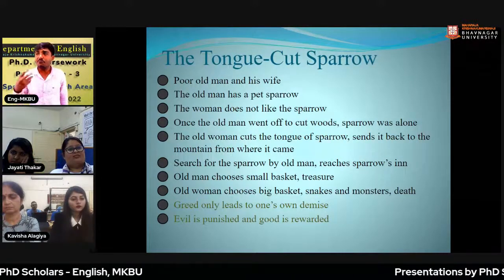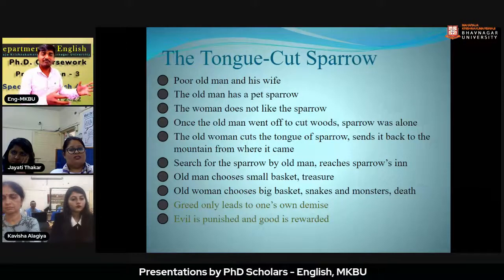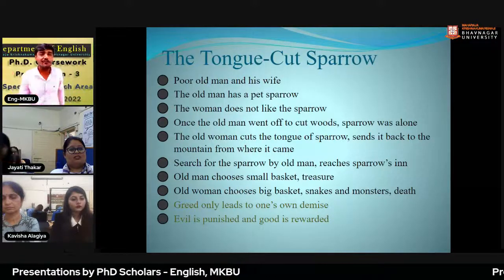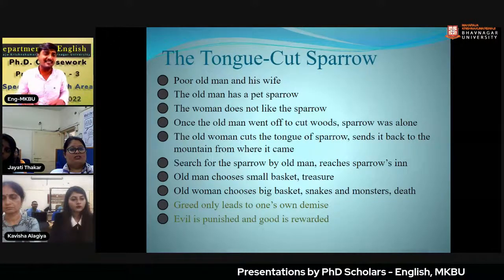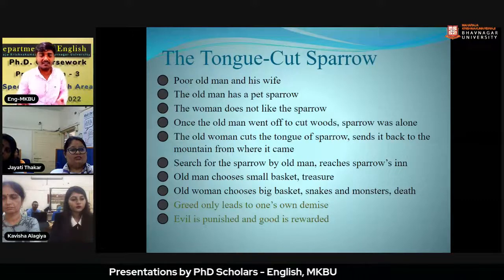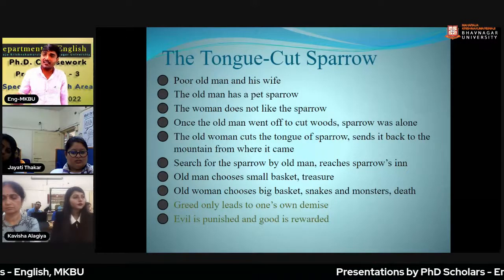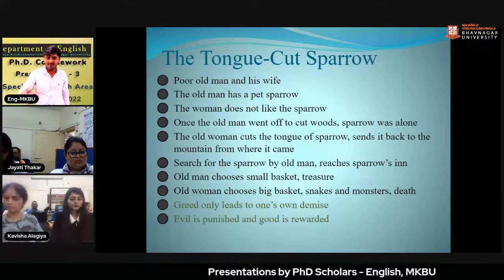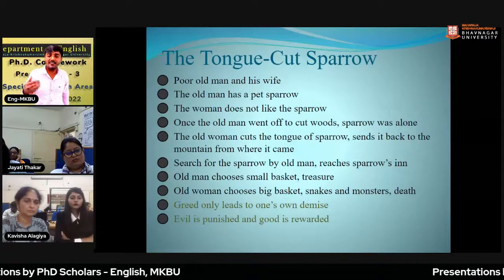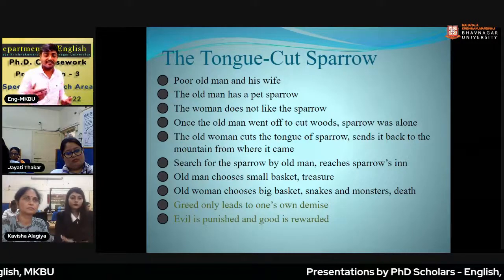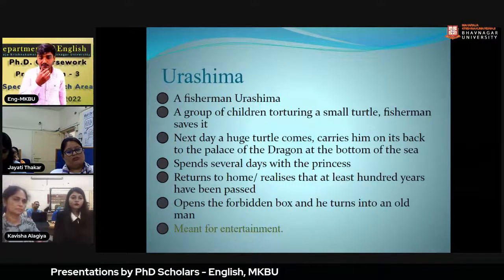curious to know what was actually in that big basket. So she goes to that inn and they give her the big basket and she comes toward home. And meanwhile, on the journey, she opened the basket, and what was inside was snakes, and that is, diamonds were inside the small basket, and the snakes killed that woman. So in this folktale, what are the hidden ideas behind it? Greed only leads to one's own demise, and the second one, that evil is punished and good is rewarded. The next one is Urashima.